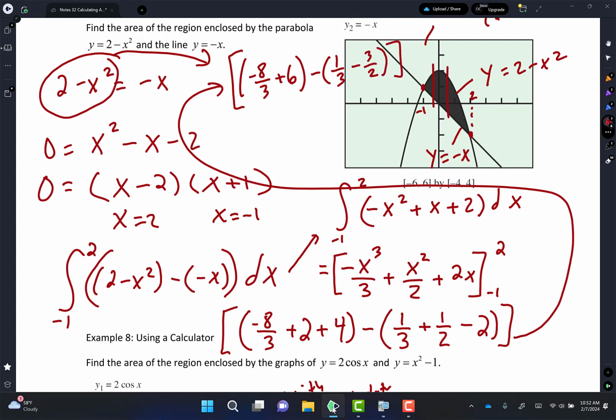Okay, I don't see any errors. So here we go. I'm getting a common denominator. So I'm going to multiply this by 3 for this guy. 6 times 3, 6, 12, 18. 18 over 3. So I see -8 plus 18, that's a 10/3. Minus, and let's see. I'm going to multiply this by 2/2 and this one by 3/3. So I see 2/6.